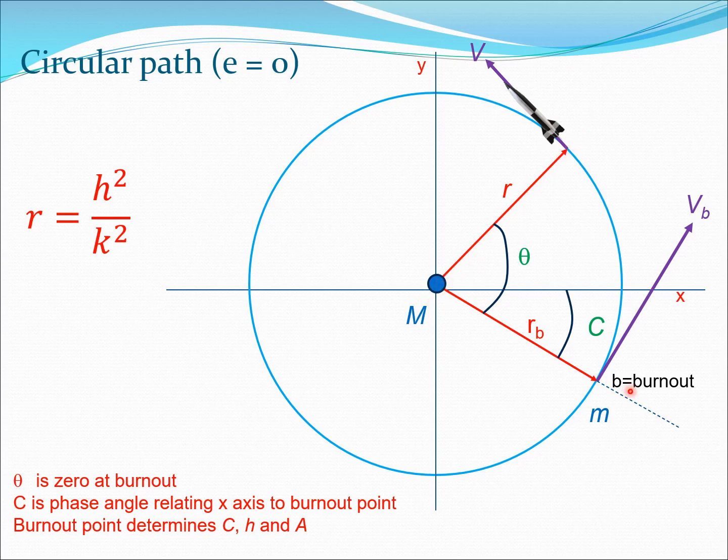Now here I have put the burnout condition. So essentially burnout is taking place at this location, B equals burnout. Here R is RB, and this angle is C, and this angle is theta. So essentially we have already seen that theta is 0 at burnout at this position here. So theta starts from here. C is the phase which exists between the x-axis and the burnout point, and the burnout is going to determine the values of C, H, and A. So that is typical for the orbit equation. Also, you can see here velocity is Vb at burnout, and at some point here the velocity of the spacecraft is given by V.